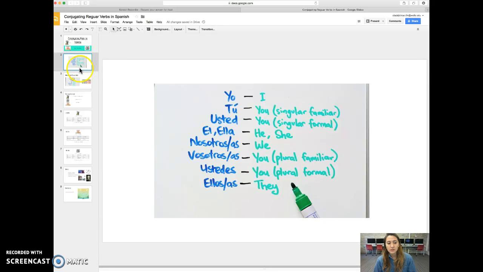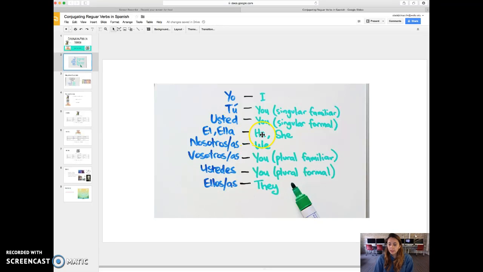Let's take a look at the subject in Spanish. Yo is I. Tú is you, singular familiar. A form that you would use tú is with your friends. Or usted, you singular formal, a form that you would use with elderly or strangers.